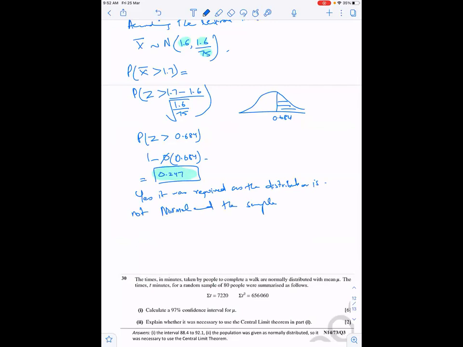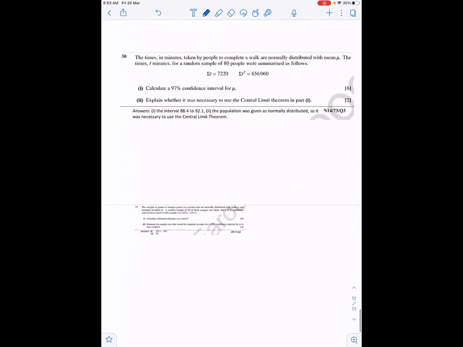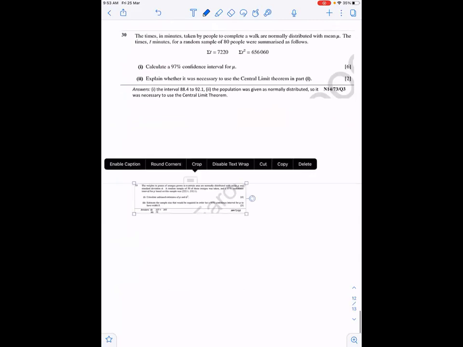What does the central limit theorem say? It says even if the distribution is not normal but the sample size is large, you can approximate the distribution, either Poisson or binomial or whatever, to a normal distribution, and you can apply the properties of the normal distribution to find out the probabilities. Okay, are you clear with this much? Yes. Okay, let's do this question now.